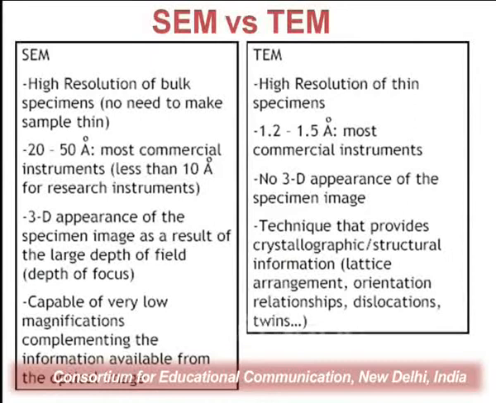Resolution is 22.5 angstrom for most commercial instruments and less than 10 angstrom for research instruments, but here 1.2 to 1.5 angstrom, and most commercial instruments are used here. The 2D appearance of the specimen image is a result of the large depth of field, where depth is focused, but here there is no 3D appearance of the specimen images.